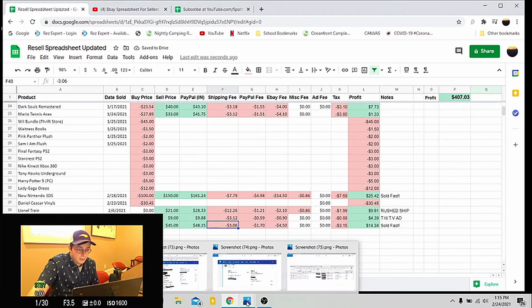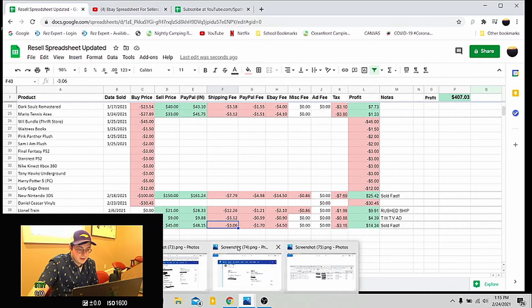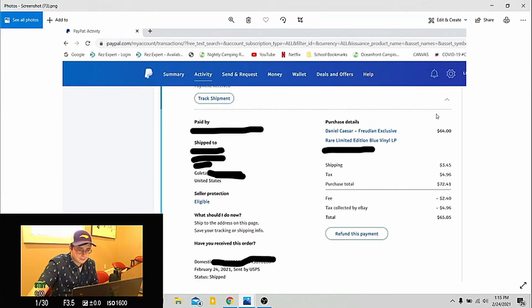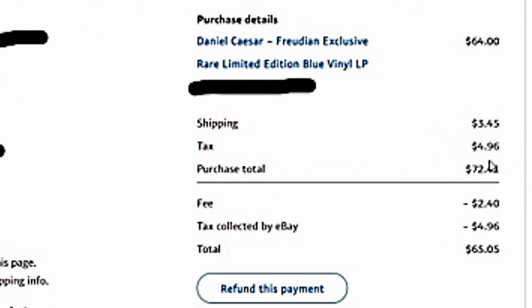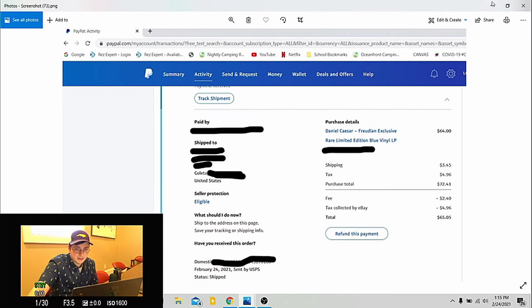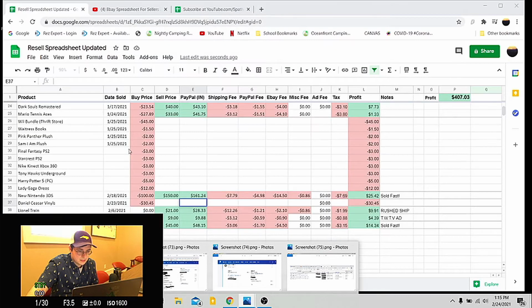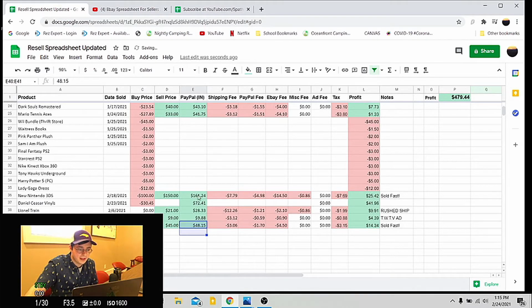Next, we're going to look at what I sold it for. Now, I've provided screenshots to these PayPal transactions, that way to black out all the information and protect my sellers. So first here, we're going to look at the actual PayPal invoice. So my purchase total was here, $72.41. So that was the total that came in through PayPal, which is what we're going to put right here. So it's $72.41. That gives us our total of what came into PayPal.